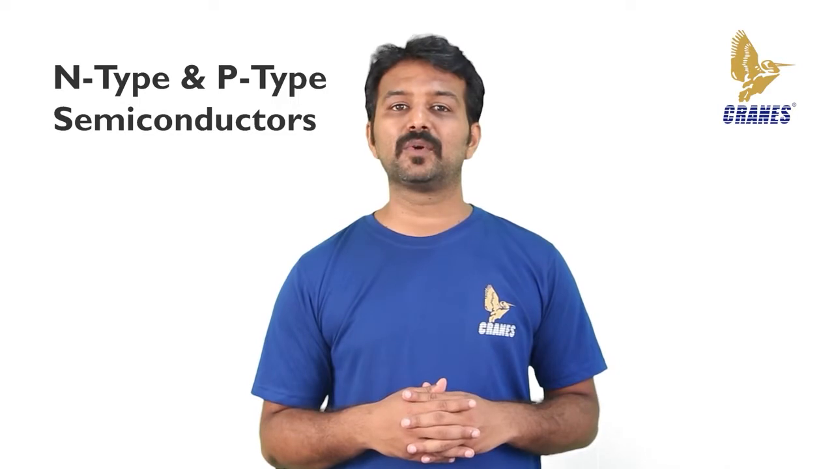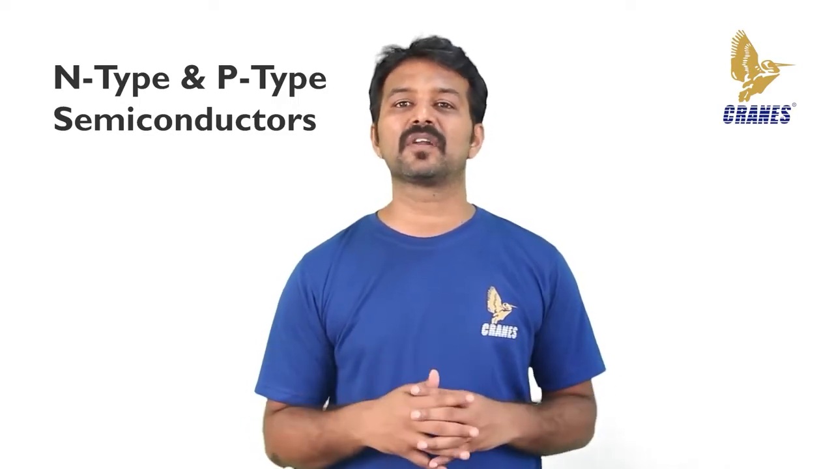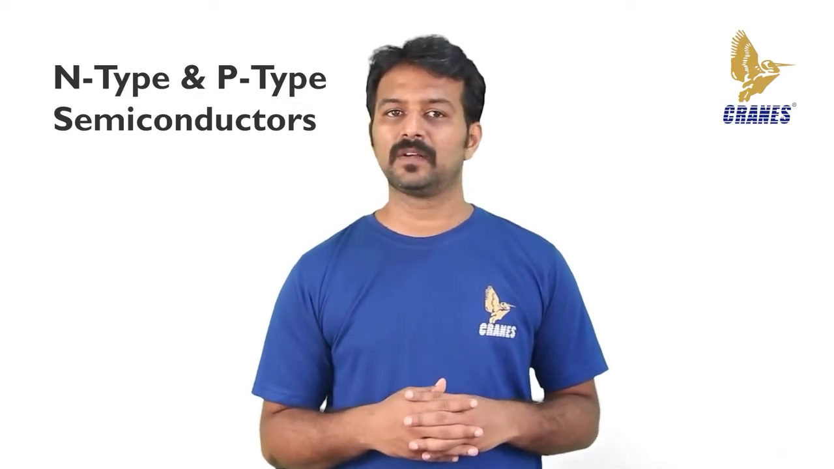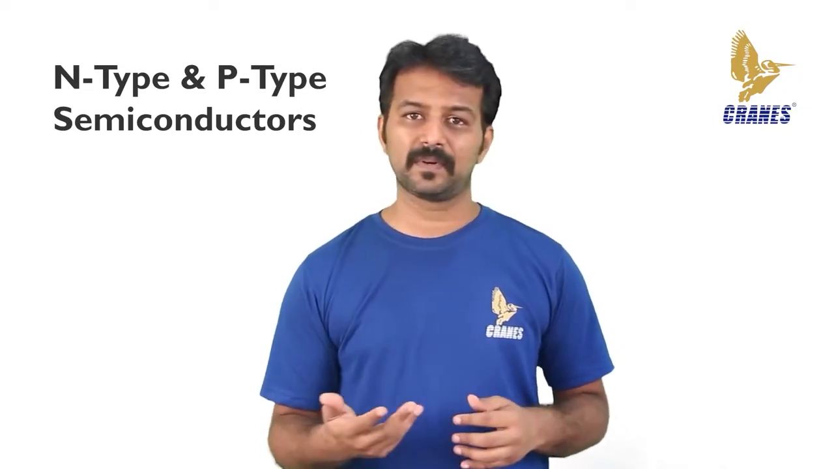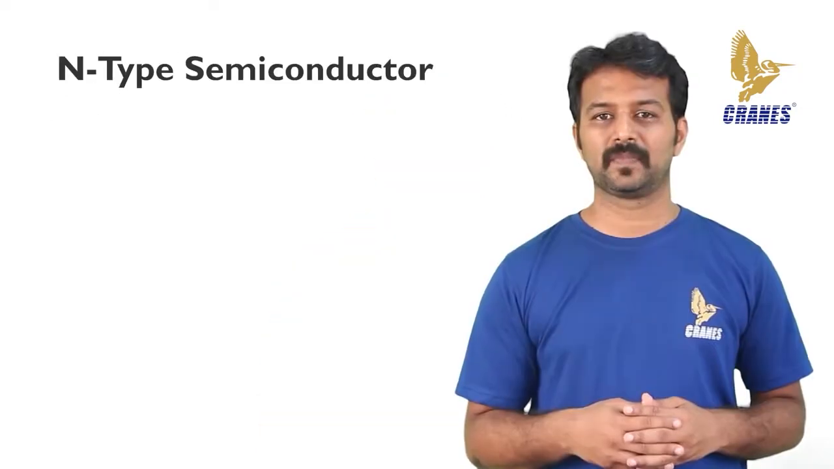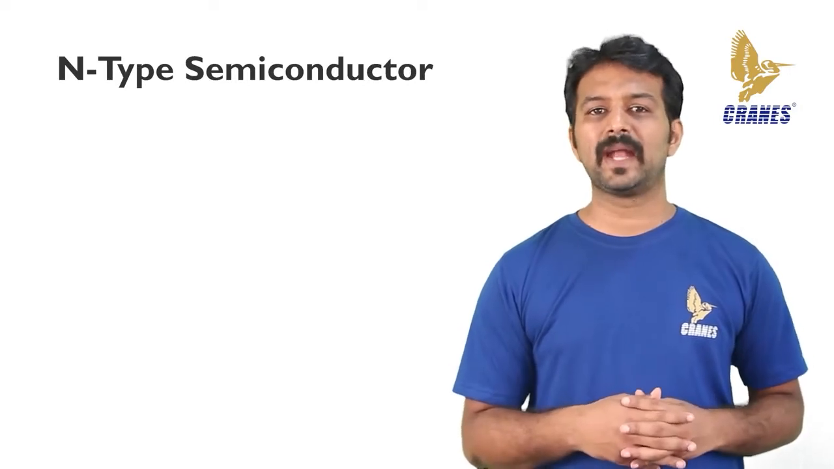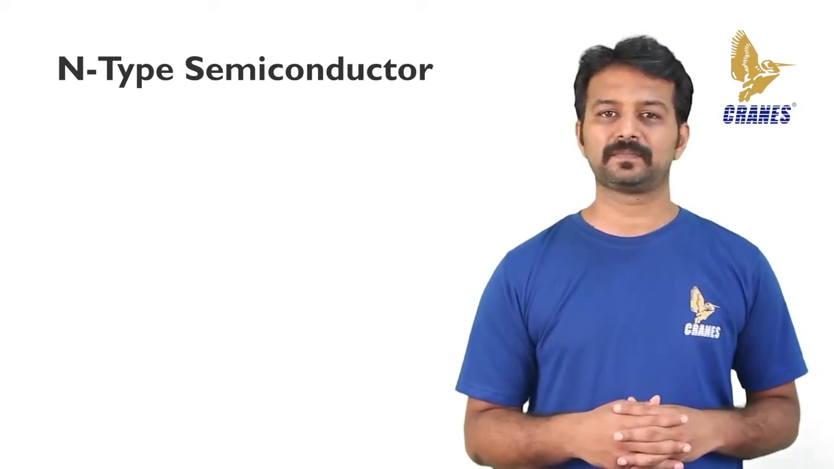Since semiconductors are generally poor conductors, their conductivity can be drastically increased by the controlled addition of impurities to the intrinsic or the pure semiconductor material. This process is called doping, which increases the number of current carriers. So, it might be the electrons or the holes. The 2 categories of impurities are N-type and P-type. So, let's look into the N-type semiconductor first.